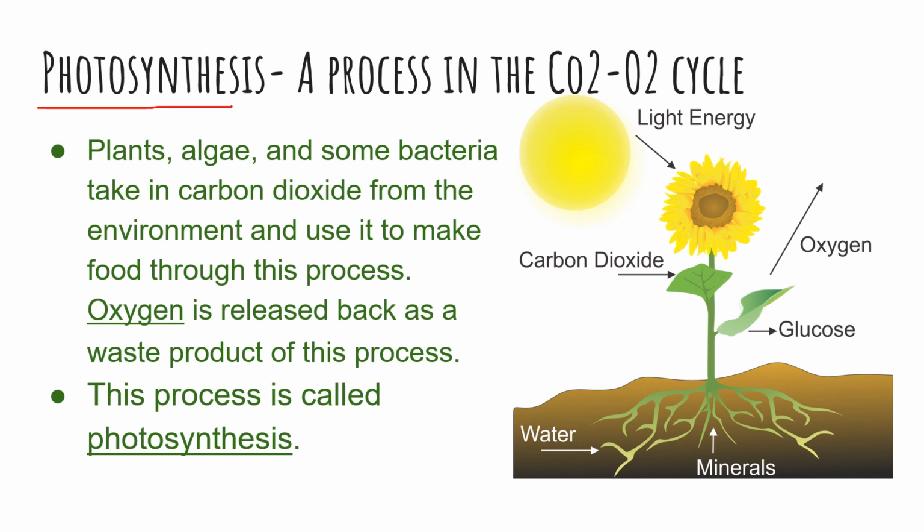First one, photosynthesis. Plants, algae, and sometimes some bacteria, depending on if they have chloroplasts or not, take in carbon dioxide from the environment and use it to make food through the process. Oxygen is then released back as a waste product of this process, and it is called photosynthesis. Really quick review of basically everything we discussed on Friday. Exact same diagram over here on the right. You can see the CO2 goes in. It is used to create the glucose, and then the oxygen is released through the stoma back out into the environment.